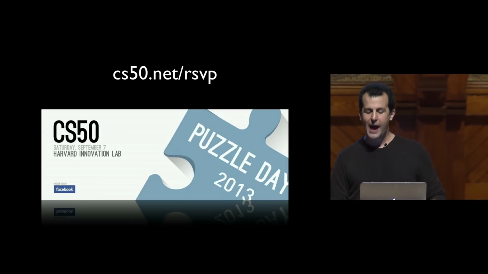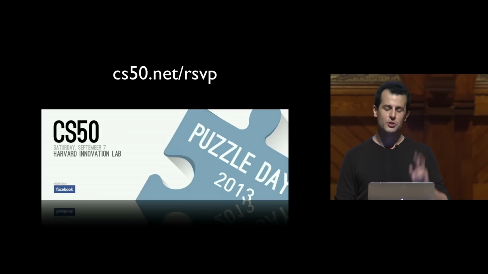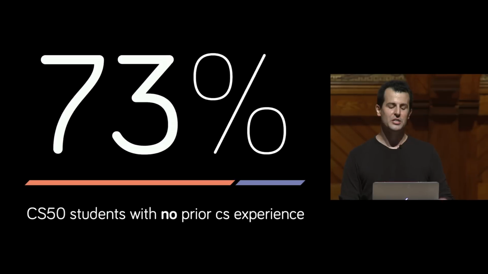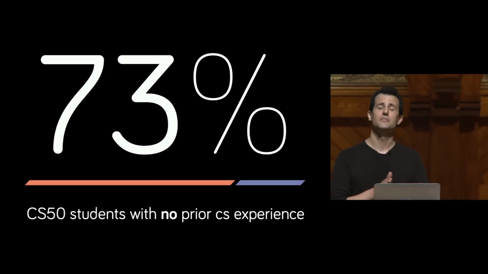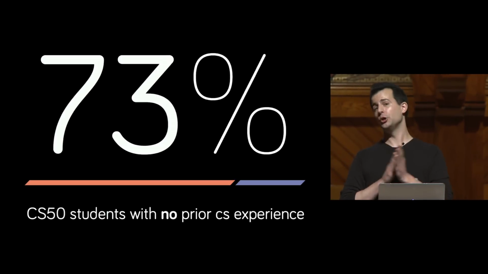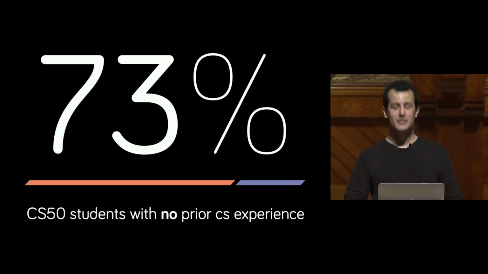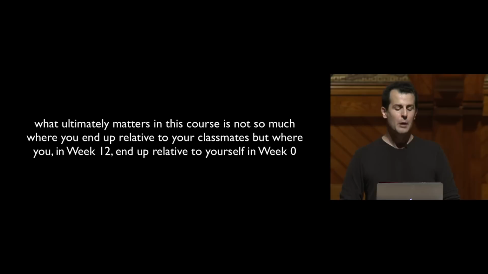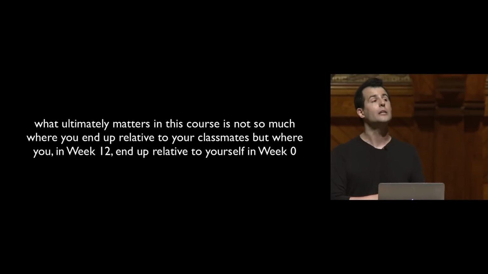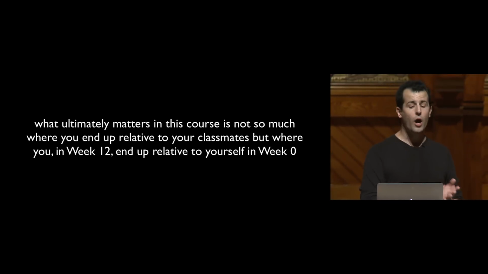So I'd like to ask that you keep one thing in mind, and we've got just a 2-minute clip on which to close today. 73% is the number to remember. Cake 2 will await you outside this transept as we adjourn in just a couple of moments, which is a tradition of the course as well. But this is the key quote from the course's syllabus to keep in mind. What ultimately matters in this course is not so much where you end up relative to your classmates, but where you in week 12 end up relative to yourself in week 0.